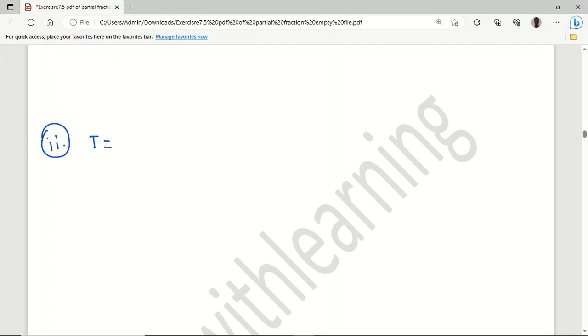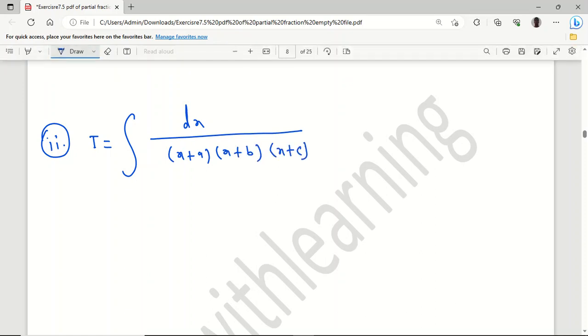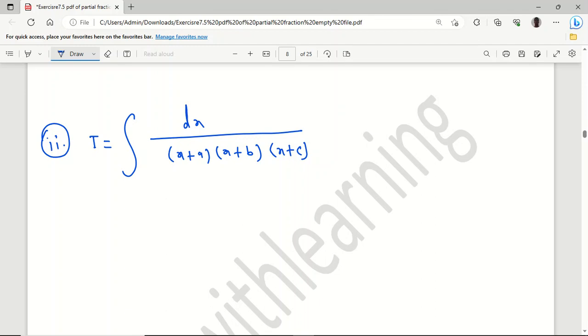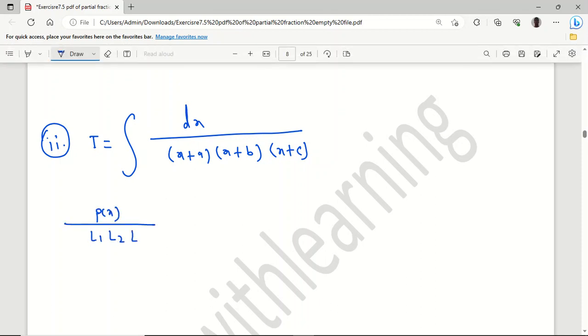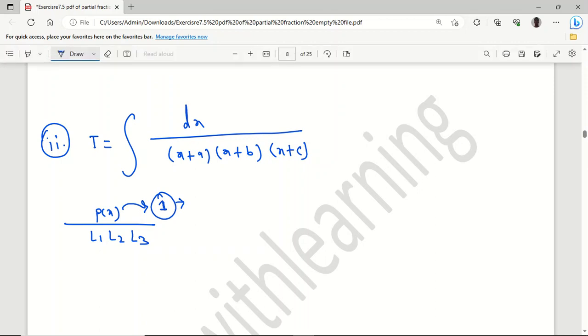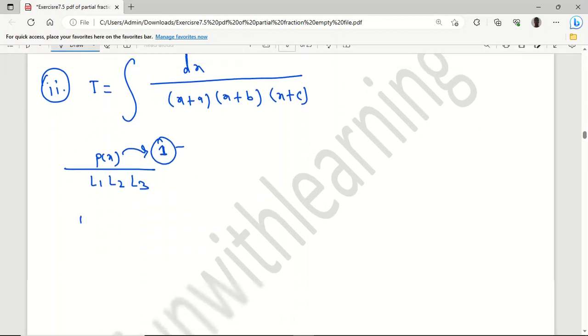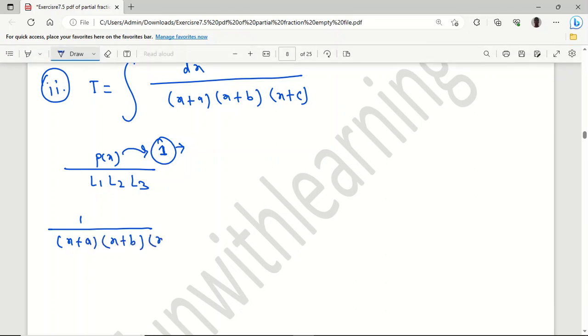Now consider we have the integration dx upon x plus a into x plus b into x plus c. Now I need to break the given rational function into partial fractions. It is of the type px upon L1 into L2 into L3, if you remember. Here px is what? It is a constant polynomial. Degree is 0. So we'll write 1 upon x plus a into x plus b into x plus c.